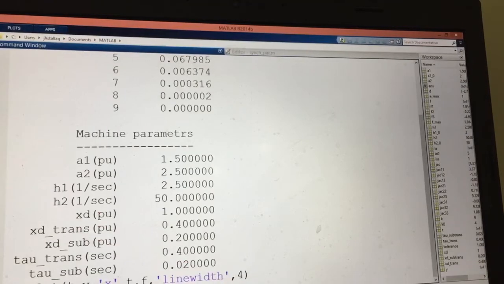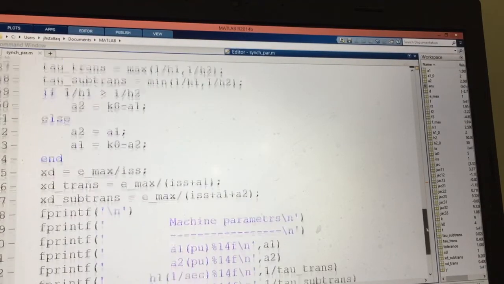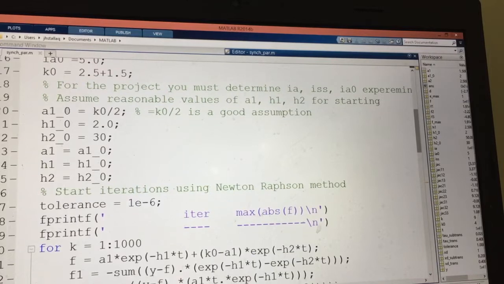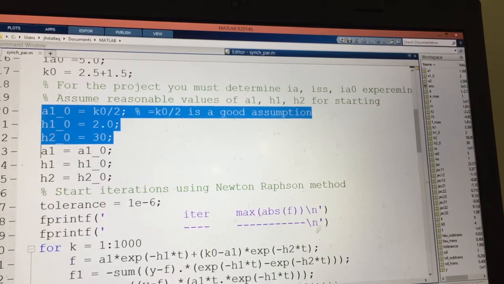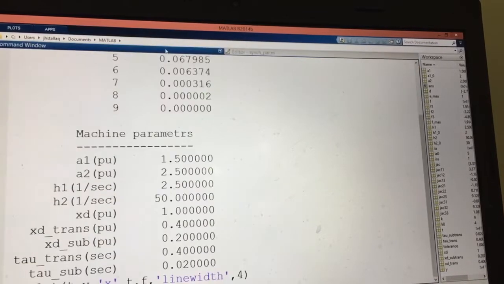So this program, you can practice it. Most important that you know, you can play with these starting values, but K0 over 2 as starting for A1 is reasonable, and it's a good start. Here also it affects, for example, if we take this 20 and see what happens. Just you need to keep trying.